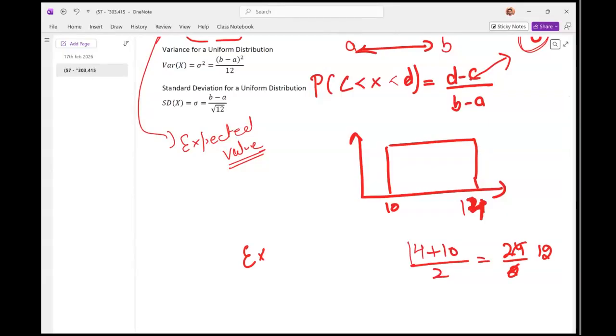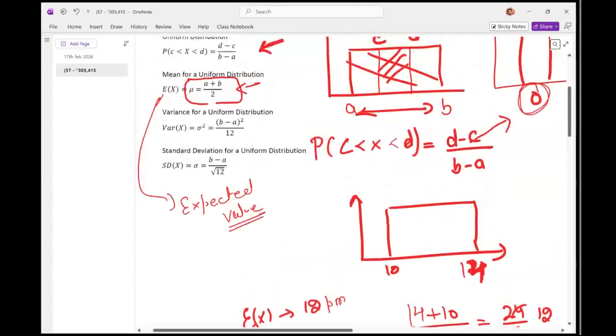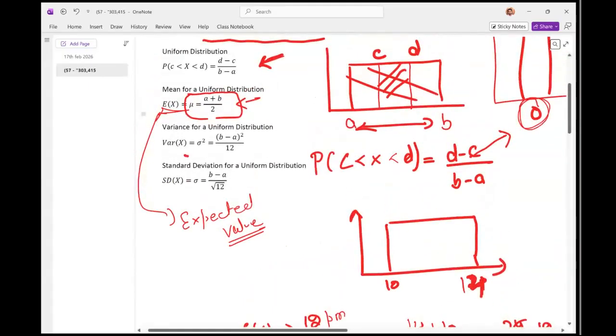So he's expected to come at roughly 12 p.m. So this is also called expected value. Now we can find the variance by using this formula, and we take the square root of that value. That's going to give us the standard deviation.